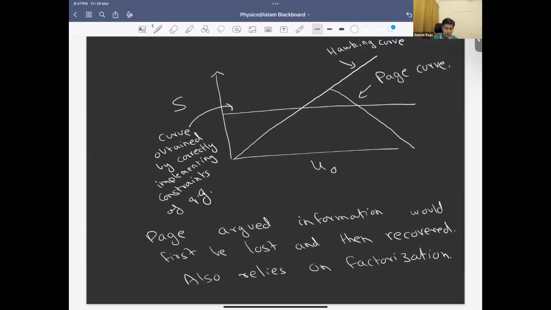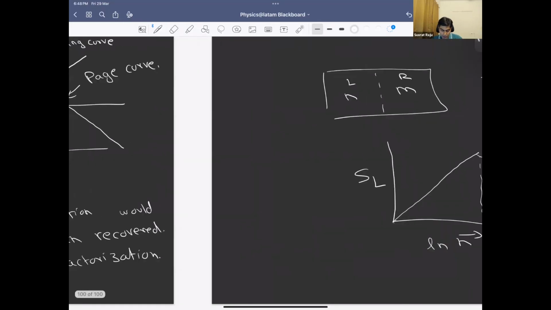So is this point about the Page argument in its original form correct? I now want to explain what is done when people do calculations of the Page curve, in which there's been a lot of work in the recent literature. Are there any questions about this original Page argument? Okay. So now I want to explain what is done when people derive the Page curve. The way people derive the Page curve is the following.